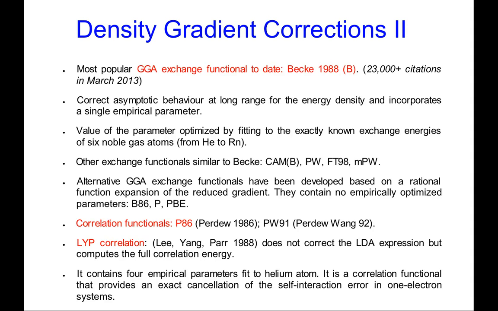Becke developed it so that it would have correct asymptotic behavior at long range for the energy density. There is a single empirical parameter in it, and he optimized that parameter by fitting to the exactly known exchange energies of 6 noble gas atoms, from helium to radon. These noble gases had their energy solved by other means, and using those data, Becke fit a particular parameter and came up with B. B stands for Becke, and in functionals you'll see B perhaps as the leading letter to imply that's where the GGA exchange is coming from.